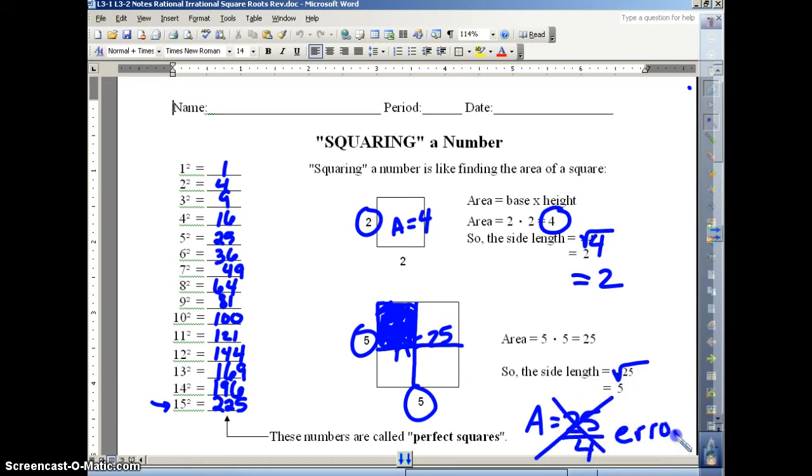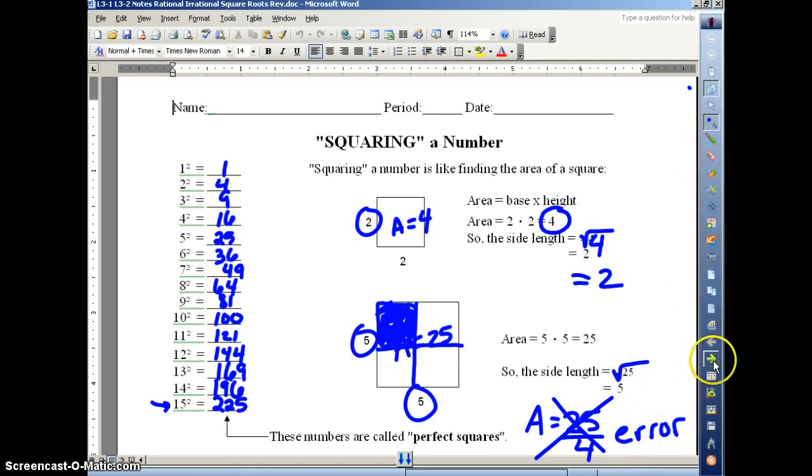Don't do that. I'm thinking kids do that because they think that with perimeter, you would divide by 4 to get the side length. Yes, you would. You would take the perimeter, divide by 4 to get the side length. But don't take the area and divide by 4. That's only going to give you 1/4 of the area.